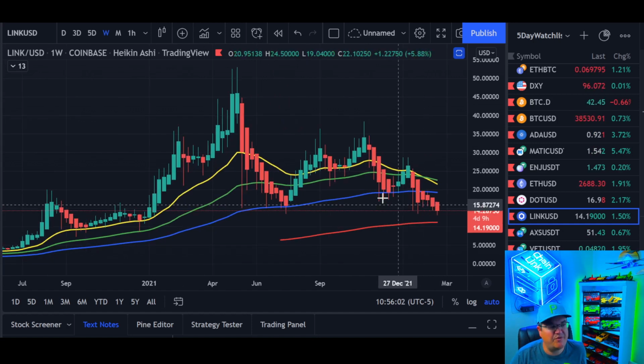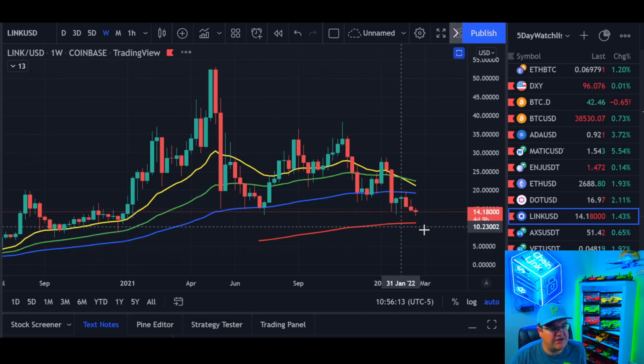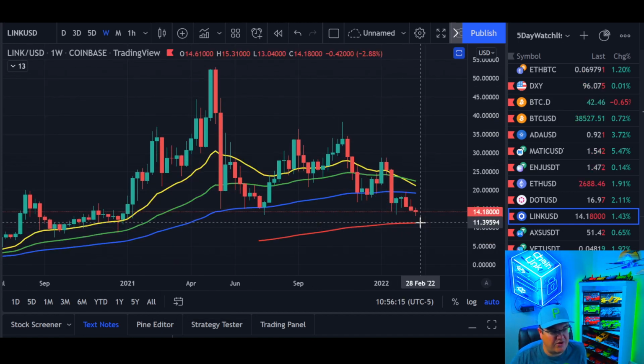So where could we project our targets if we continue this downward momentum on the weekly charts, which so far on the weekly scale shows no sign of an immediate reversal? So where do we have to look? Well, see this red line right here? What is that? That's the 200-week EMA. So for Chainlink, that would be, in my opinion, a nice logical level for us to perhaps wick off of.